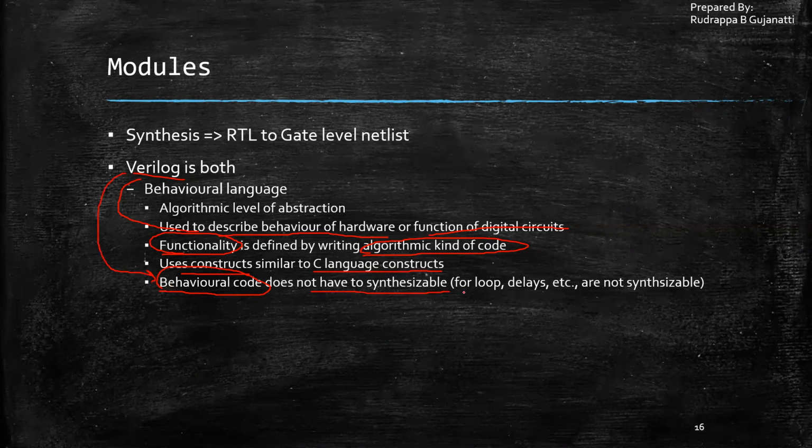Just a few examples to name are the for loops and the delays. These we cannot synthesize. Now, when we are defining a for loop in hardware, how does it go around? That is a different way. So I cannot synthesize this in software. For loop is a software construct. Delay is a software construct.